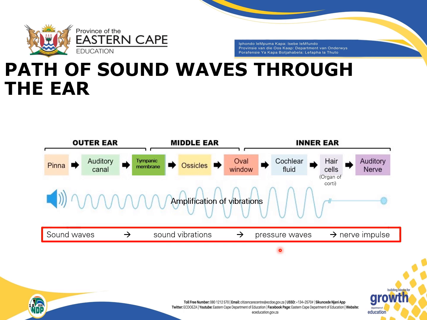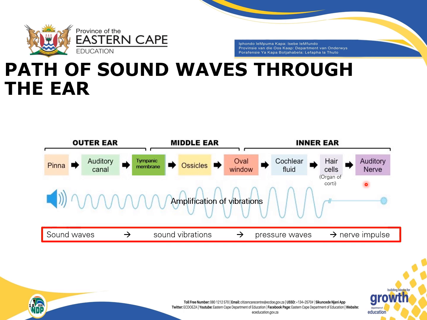These pressure waves in the fluid stimulate the hair cells of the organ of Corti. These receptor cells take the stimulus and convert it into a nerve impulse. That nerve impulse is sent on the auditory nerve to the cerebrum of the brain.